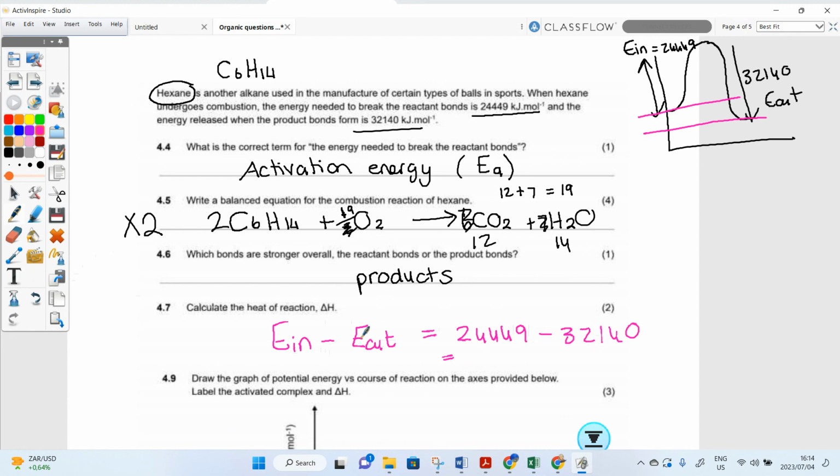Isn't it when it's negative? Oh no, it's exo. Sorry, it is exo. My brain was just stuck for a while. You end up with a minus something, so it's losing energy. It's giving energy out, so it's exothermic.